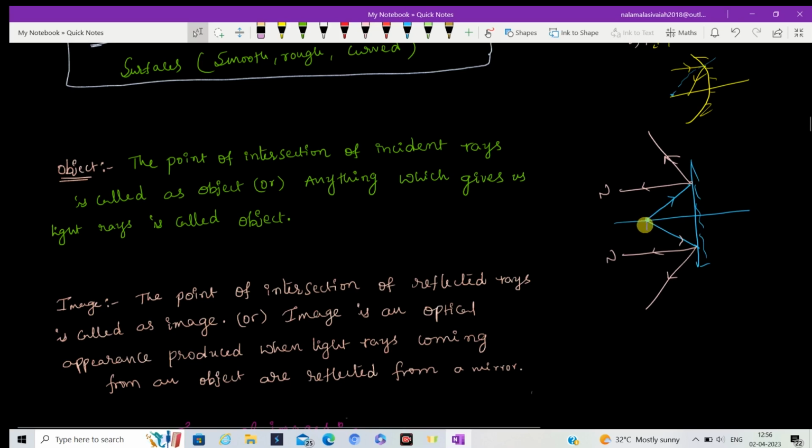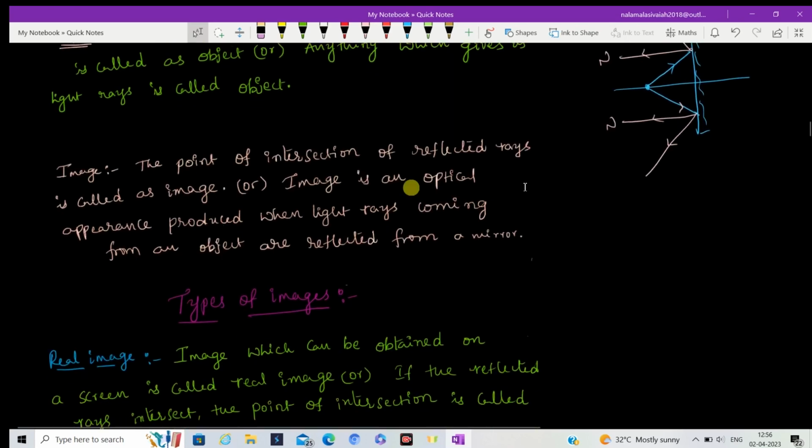So this is giving light to us. So this point is called object. Coming to the image, so what is image? Image also we can see here. I'm taking the plane mirror like this. So the principal axis, that is my normal line.